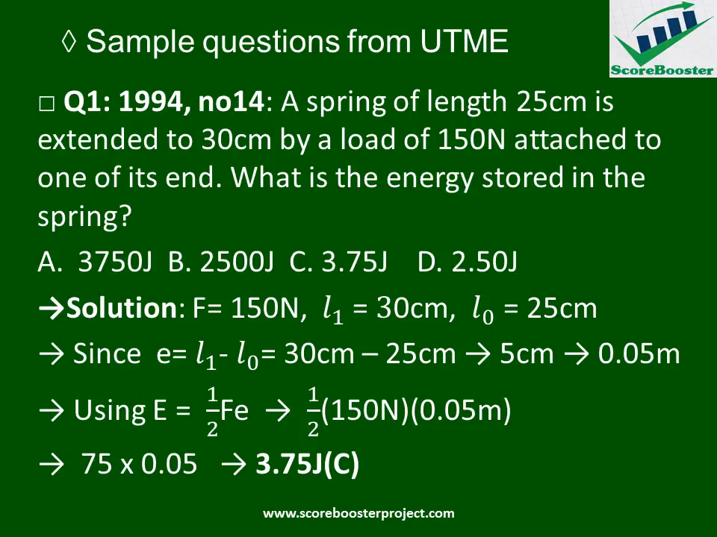Then we can proceed to substitution in the formula using the formula energy E equals half Fe. So we substitute, E will be half into F, which is now 150 Newton, then times E, which is 0.05 meter. So half of 150 is 75, then times 0.05 will give us 3.75 joule, making option C the correct answer for this particular question.